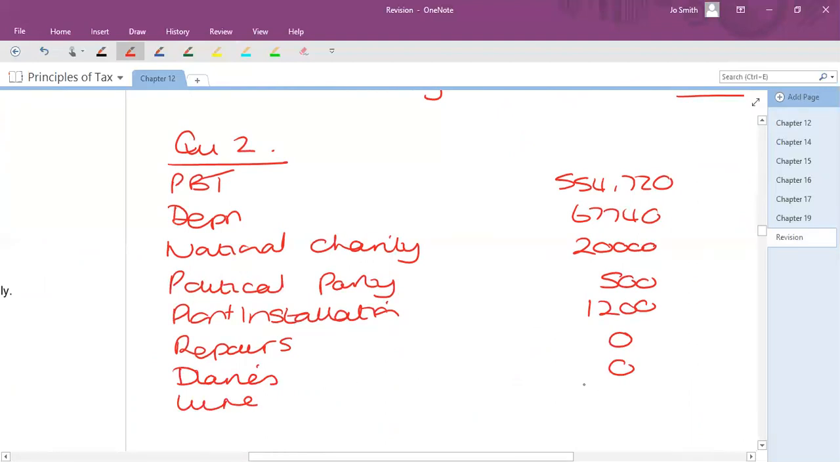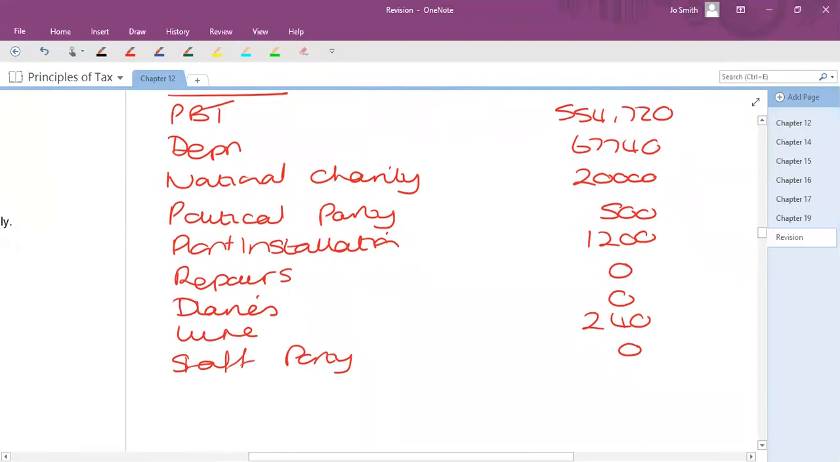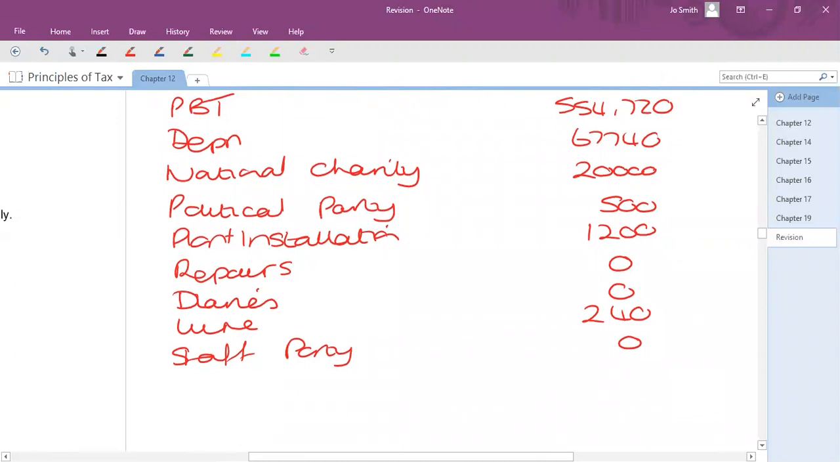Wine, we need to disallow. And the staff party is another allowable. So it's quite quick to do this once you've established what's allowed and disallowed. And if you learn all the main ones that we've given to you, you should be fine, because we're not going to throw anything completely random that we've never told you about. You'll always find the most common things appearing again in all these questions if you practice them. So practice really is the key to these adjusted profits. We disallowed the fine, and then the debt collection, we said, was allowable.